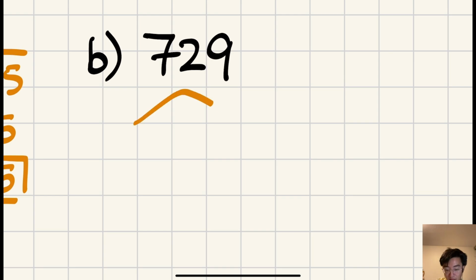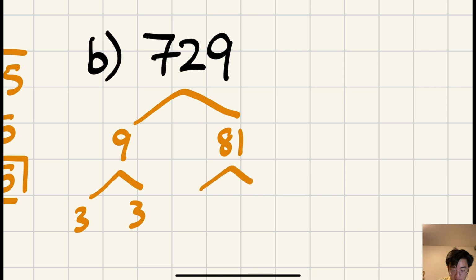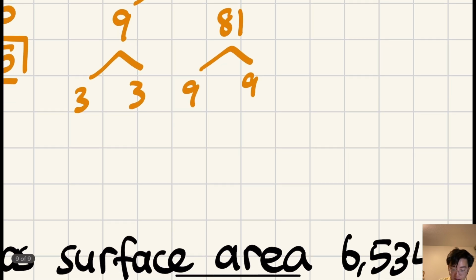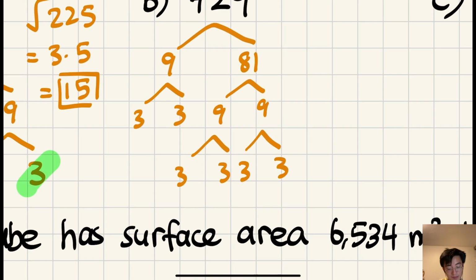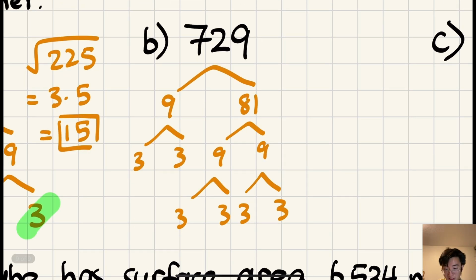Okay, 729. This is divisible by 9, because if we add up all the digits, 7 plus 2 plus 9, we get 18. 18 is divisible by 9, so the whole number is divisible by 9. That divided by 9 is 81, with the 9. 9 can be broken down to 3 and 3. 81 is 9 and 9, which is further broken down to 3, 3, 3, and 3. Here's the interesting part. We can group them in 2s or in 3s. If we group them in 2s, we can have 3, 3, 3 and then 3, 3, 3. So we can group them in 2 parts.